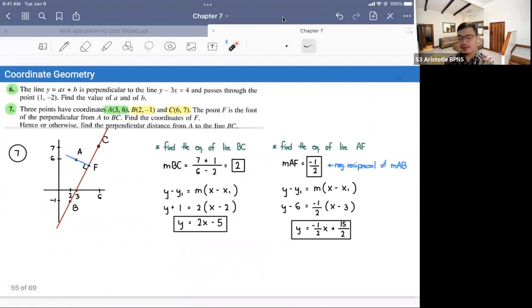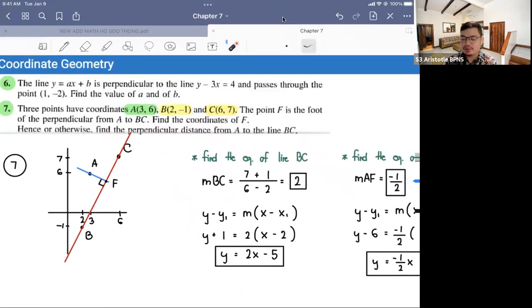Now for number 7, again, I told you to try to make a sketch of this question. Let me read. Three points have coordinates A (3, 6), B (2, -1), and C (6, 7). The point F is the foot of the perpendicular from A to BC. Foot, the lower part of the line. Find the coordinates of F, hence or otherwise find the perpendicular distance from A to the line BC.